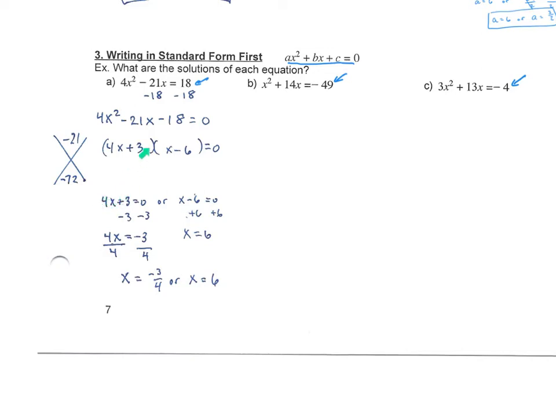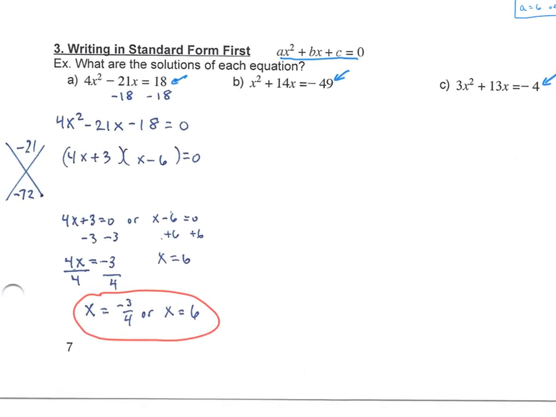Now, solving with my zero product property, I have 4x plus 3 equals 0. So I go ahead and do my inverse operations, minus 3 on both sides. I get 4x equals negative 3. Dividing by my coefficient, x is going to be equal to negative 3/4. Or my other factor is going to be x minus 6. x minus 6 equals 0. Add 6 to both sides, x equals 6. So my two possible solutions are going to be x equals negative 3/4 or x equals 6.